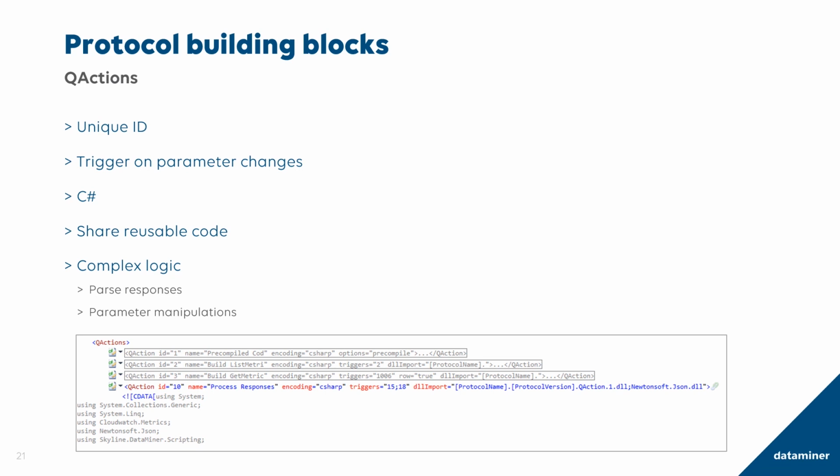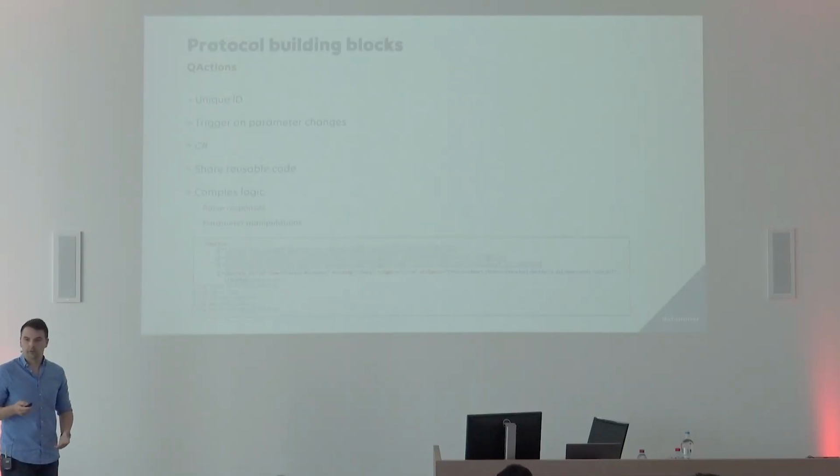One side note that I also want to mention is that you can actually have a quick action of type precompile. As you can see, this is a special quick action. It doesn't have a trigger attribute. What this quick action does, and is different to the other ones, is that it will only contain code, for example namespaces or classes, that we want to reuse in other quick actions.